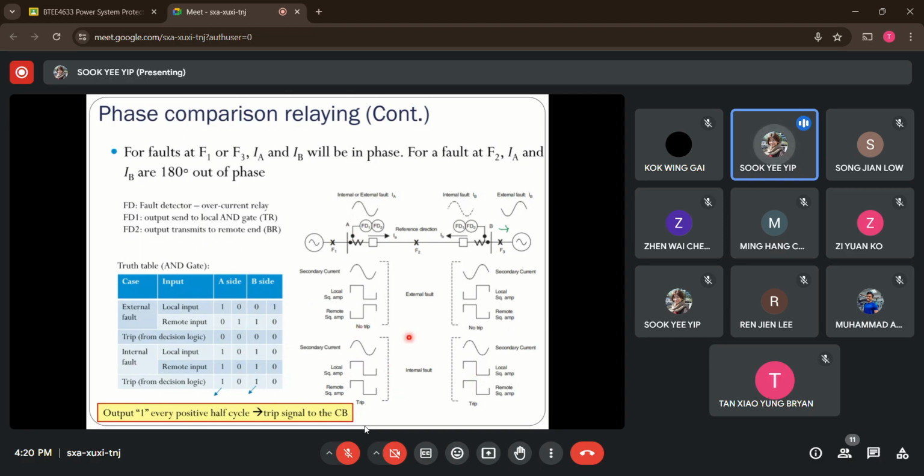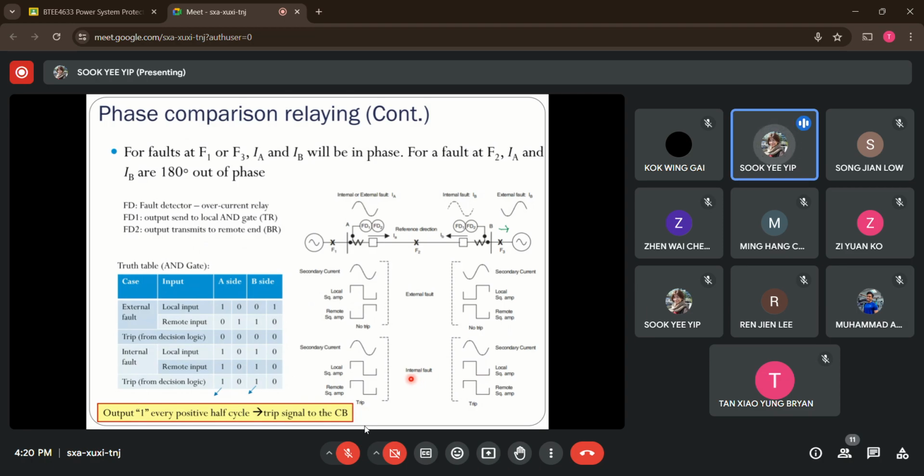Now let's feed these input values to the truth tables. Considering the A side, we have 1, 0, 1, 0. Then at terminal B here, this is the local square wave, so we have 1, 0, 1, 0. And the received signal from terminal A is also 1, 0. So as long as both signals are equal to 1, the output from the AND gate will be 1. 1 indicates that this is the tripping signal. So you can see for every positive half signal, there will be tripping signals sent to the breaker. So that's how it trips for the internal fault.